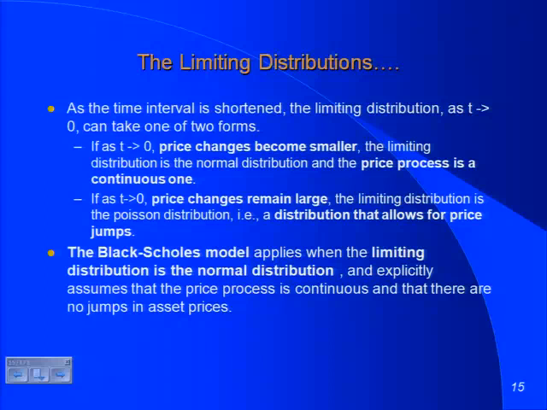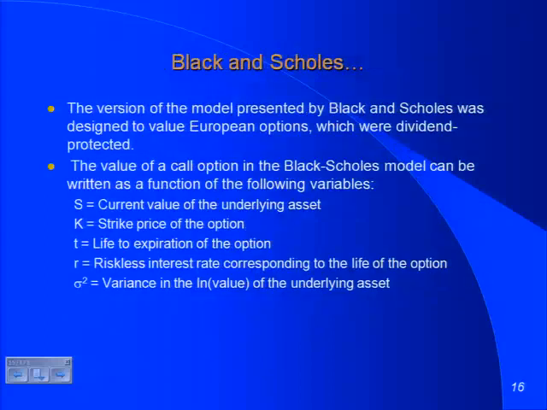So as time gets shorter, you get to the continuous price distribution, and the binomial becomes the Black-Scholes. So let me show you the Black-Scholes model, probably the most seen model in most finance classes.